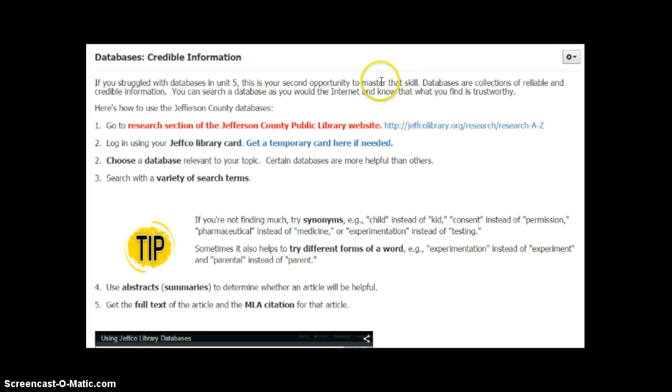And when you go to our session, you'll find the link to Jefferson County Public Library and specifically the A to Z databases. You'll choose a database relevant to your topic and then select search terms. Try different combinations, try different synonyms, try different forms of the word. Then you'll get your abstracts and your full texts and your MLA citations.